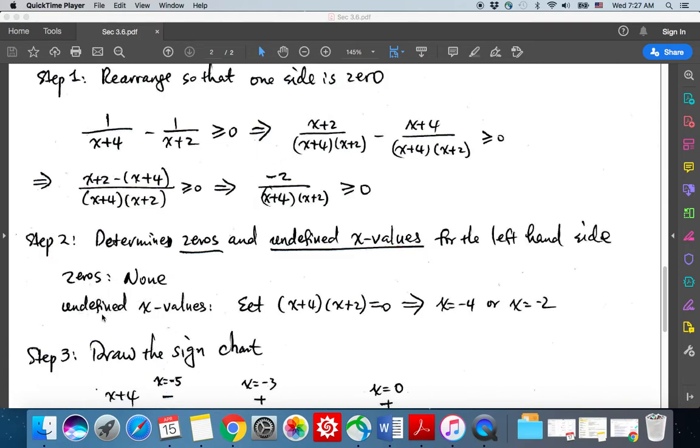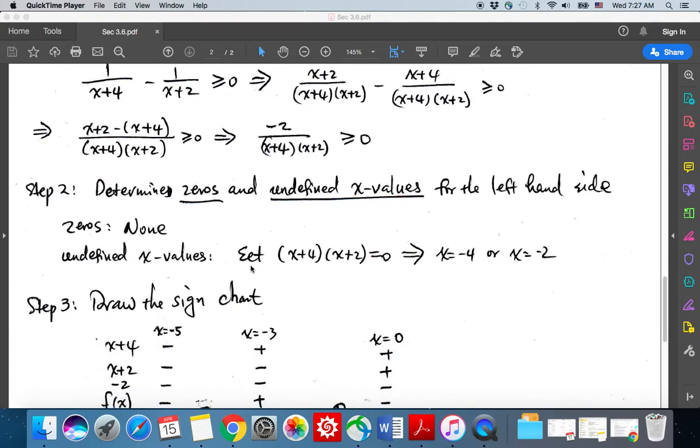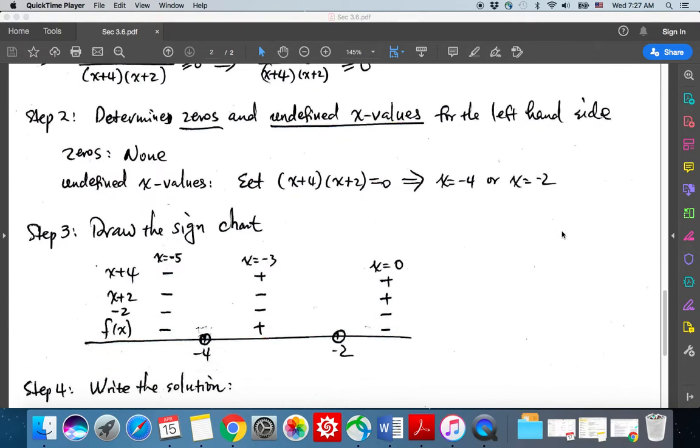Now let's see whether there are any x values where this rational function is undefined. Now we're going to set the denominator equal to 0, because we know that if the denominator equals 0, then this rational function is not defined. This is going to give us the zeros being either negative 4 or negative 2. So these numbers are going to be the boundary points when we draw the sign chart.